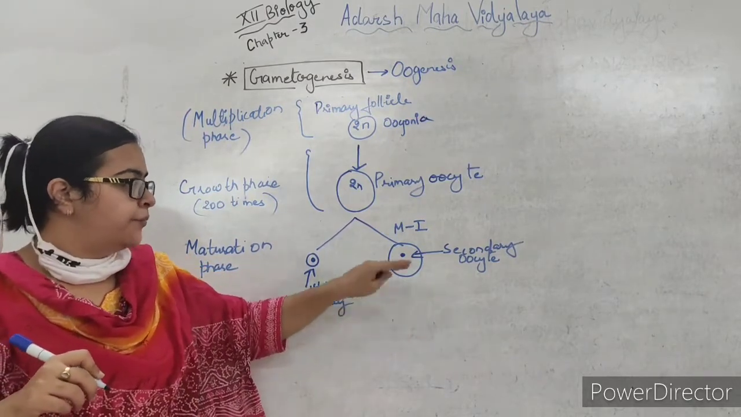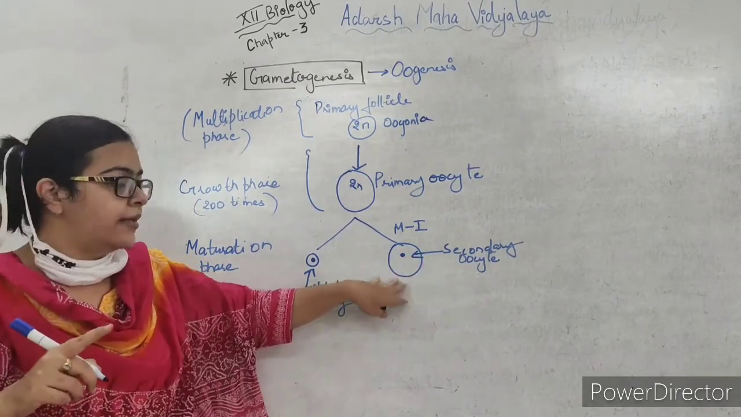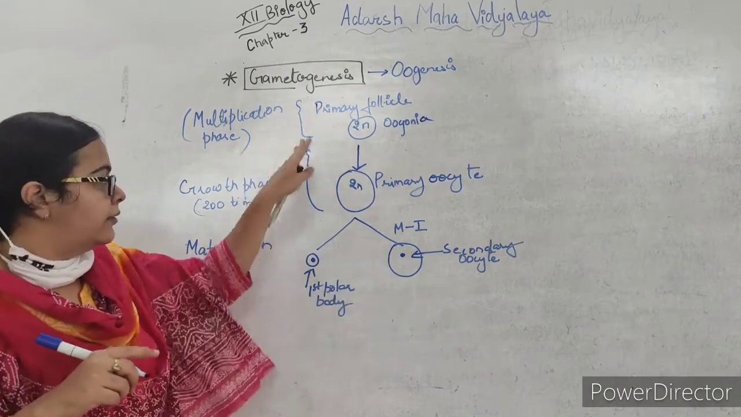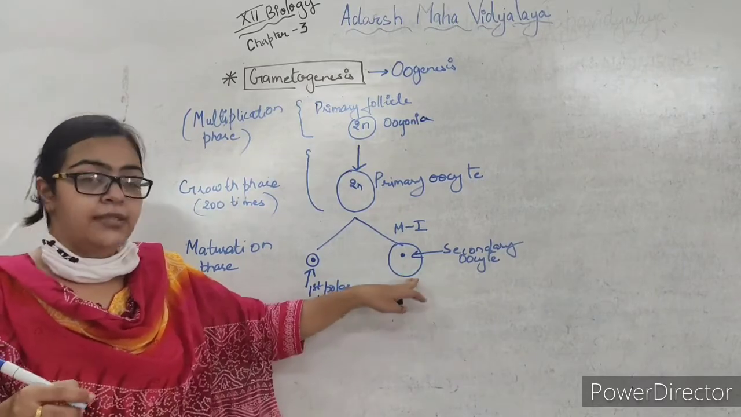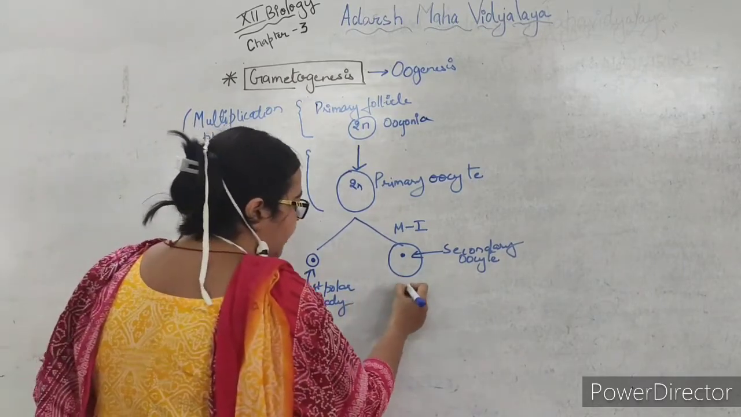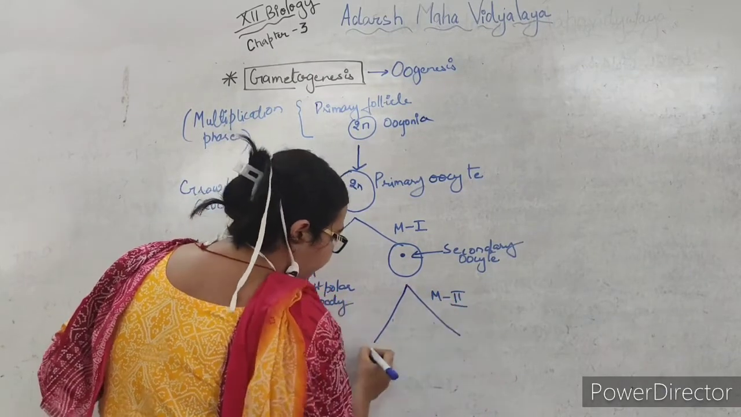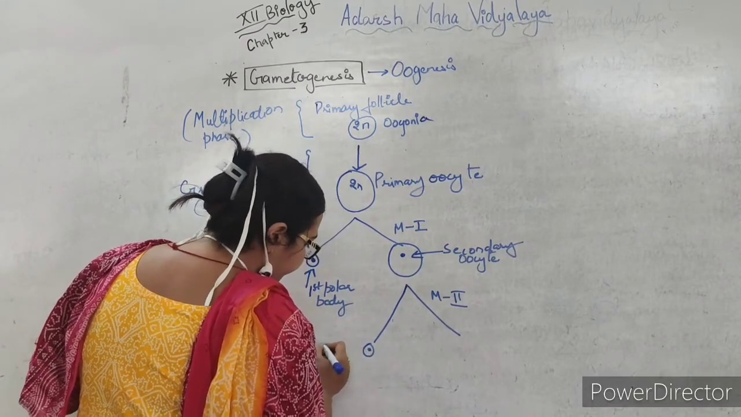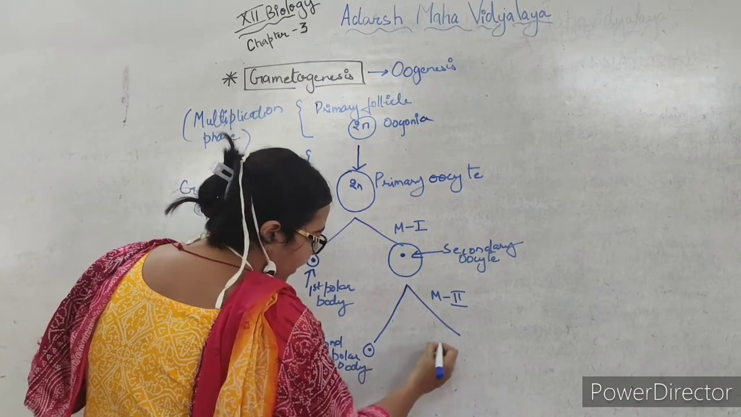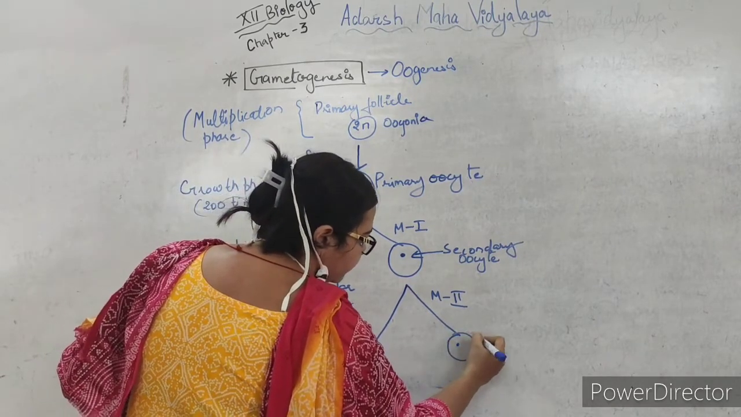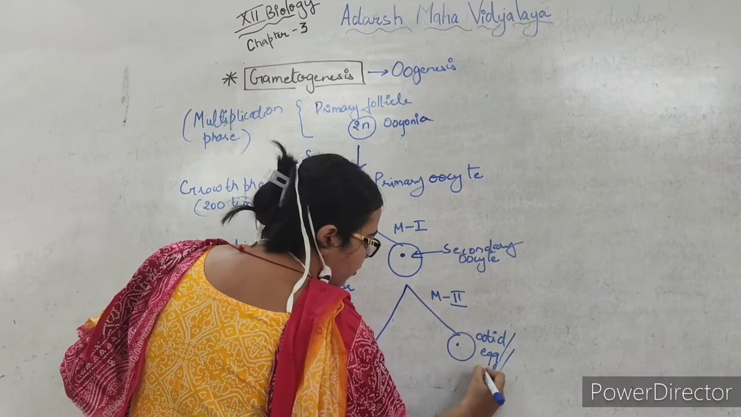Now this secondary oocyte will stay in the same stage till the sperm reaches it. As we are learning oogenesis, we assume that the sperm reaches the secondary oocyte, and it will undergo the second meiotic division, meiosis 2, and it will form the second polar body, and this is the ootid, or egg, or you can also call it ovum.